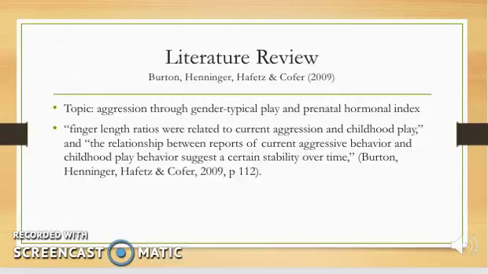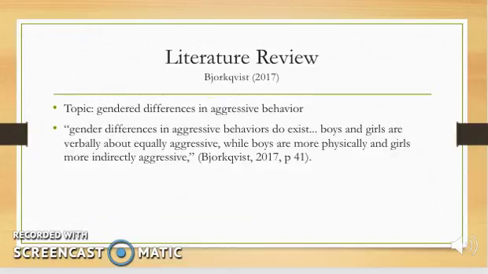Through their study and their reports, they found that the male subjects reported more total aggression than the females. Also, when it comes to aggression, the finger length ratios were related to current aggression and childhood play, and the relationship between reports of current aggressive behavior and childhood play behavior suggests that over time a certain stability comes. The next literature is by Borgqvist in 2017.